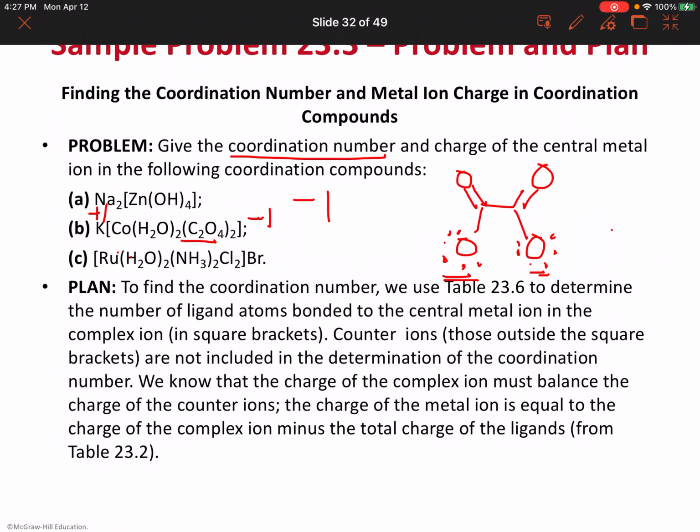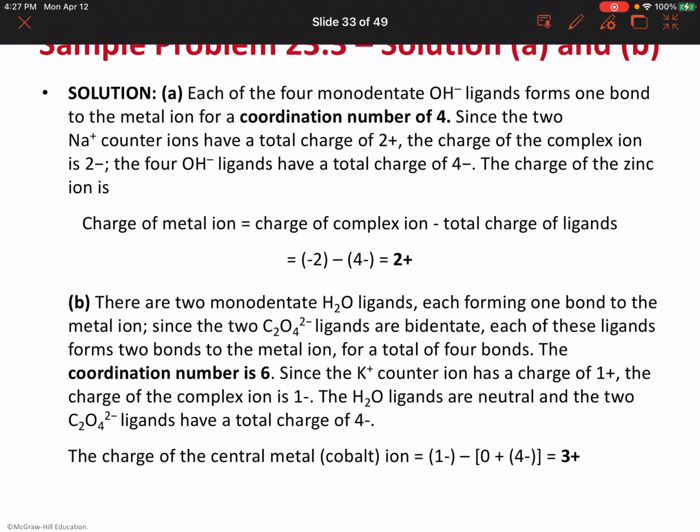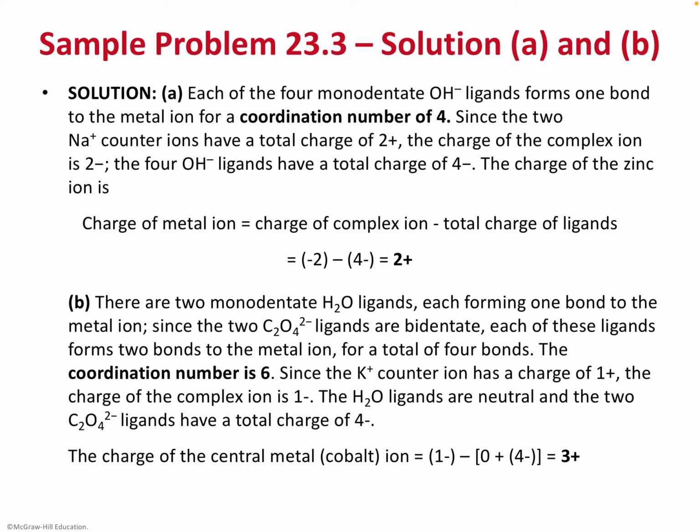Each one has 2 coordination sites, and there are 2 of those. So 2 times 2 is 4. 4 comes from 2 oxalate ions, and there are 2 from here. So 4 plus 2 is going to be 6. So the coordination number is 6. Okay. Coordination number is 6.